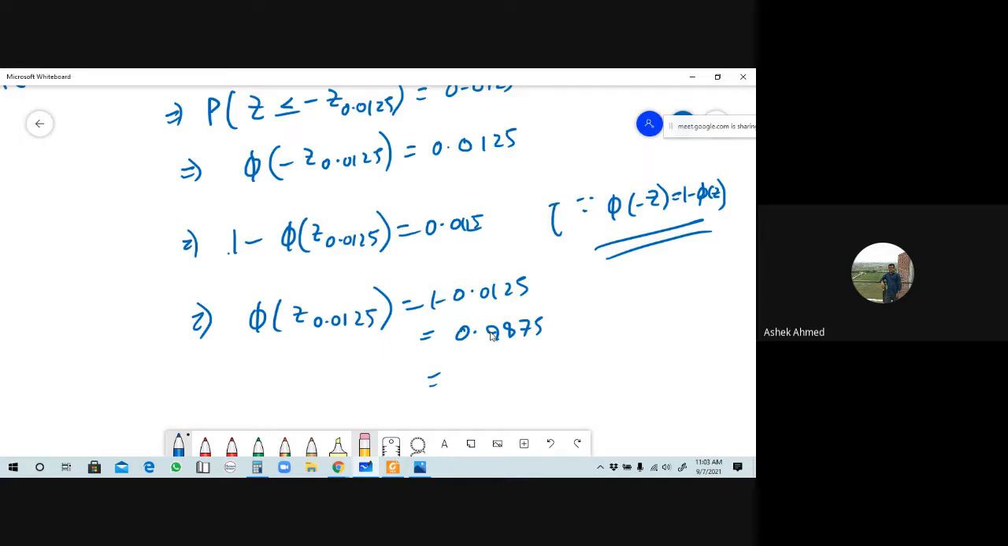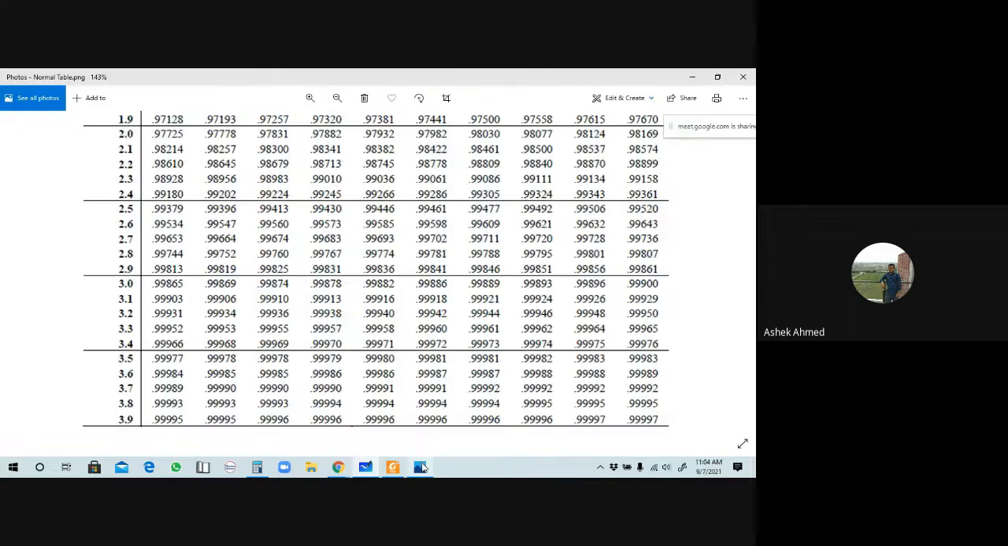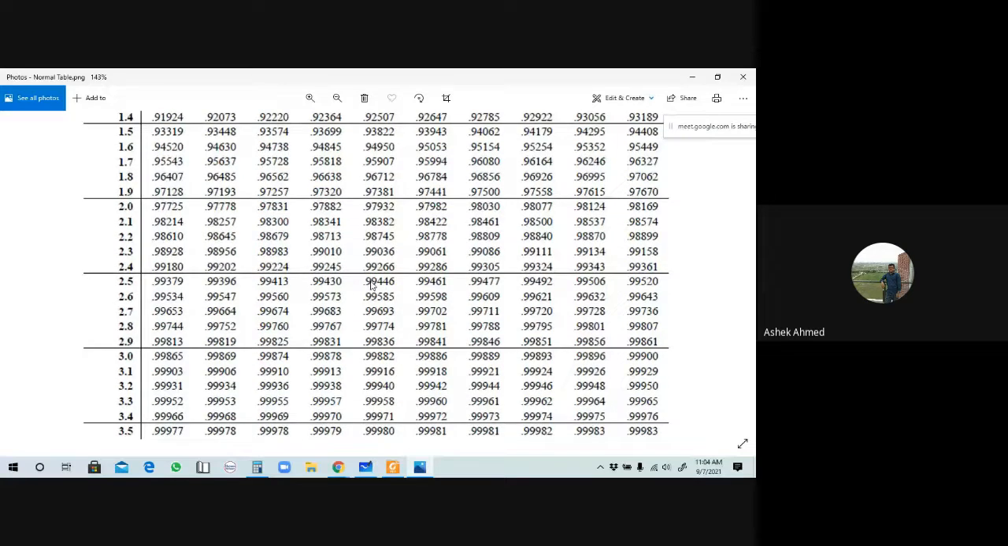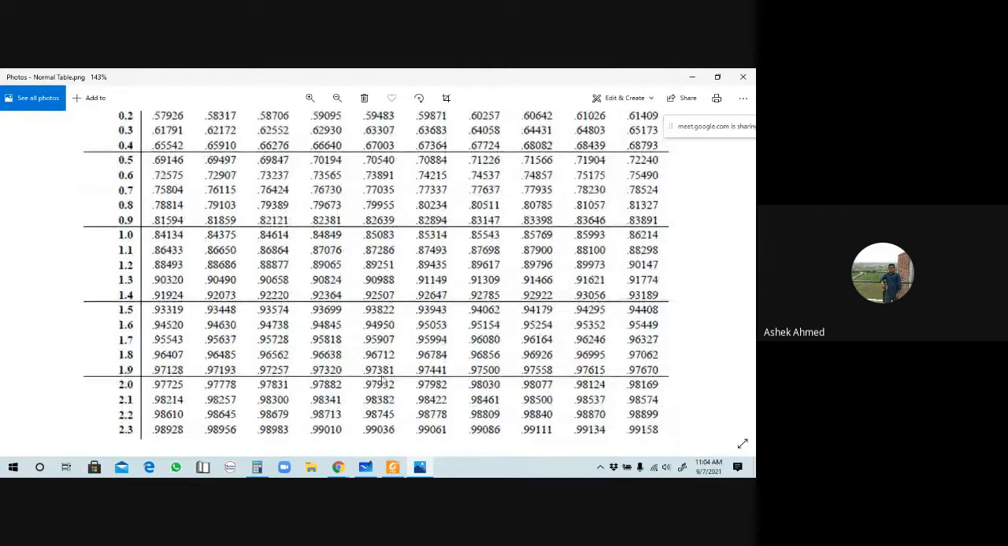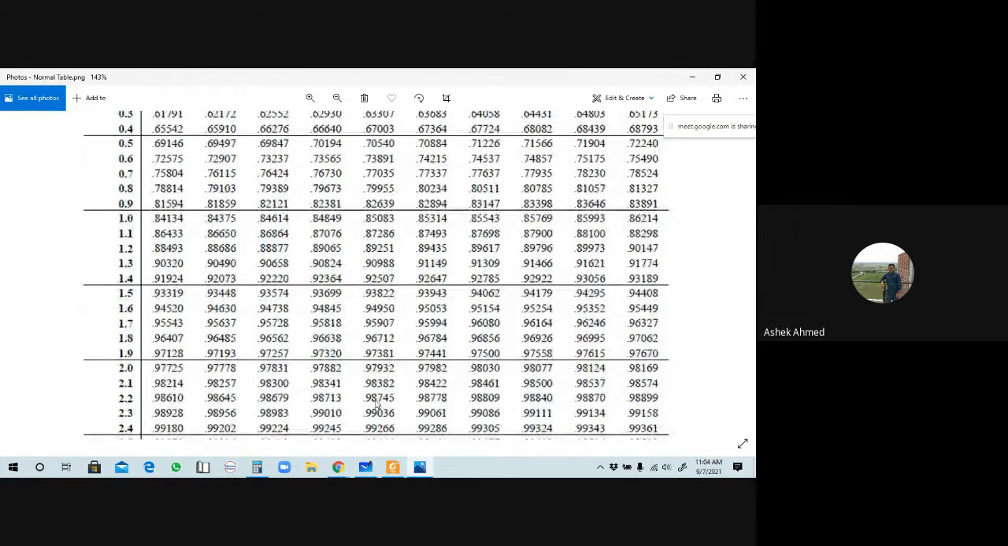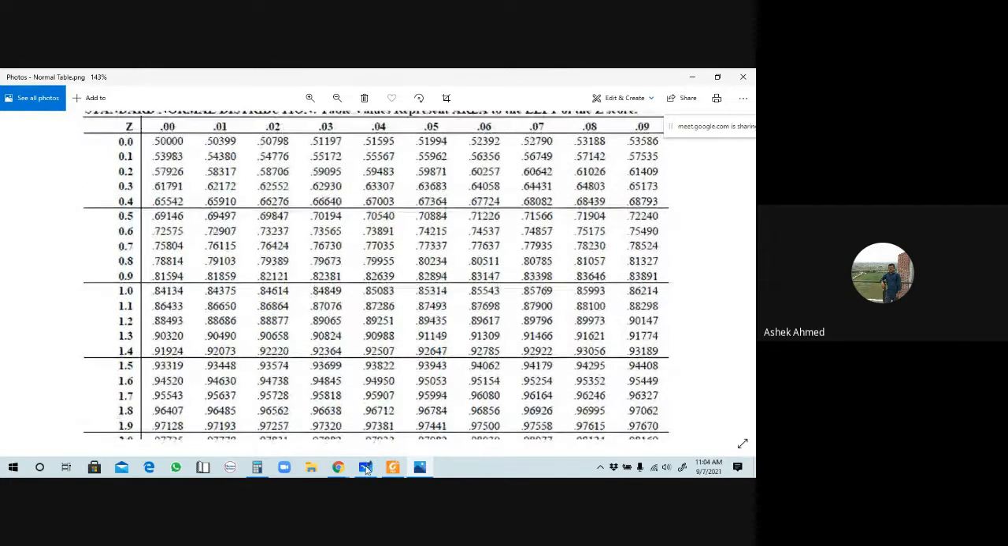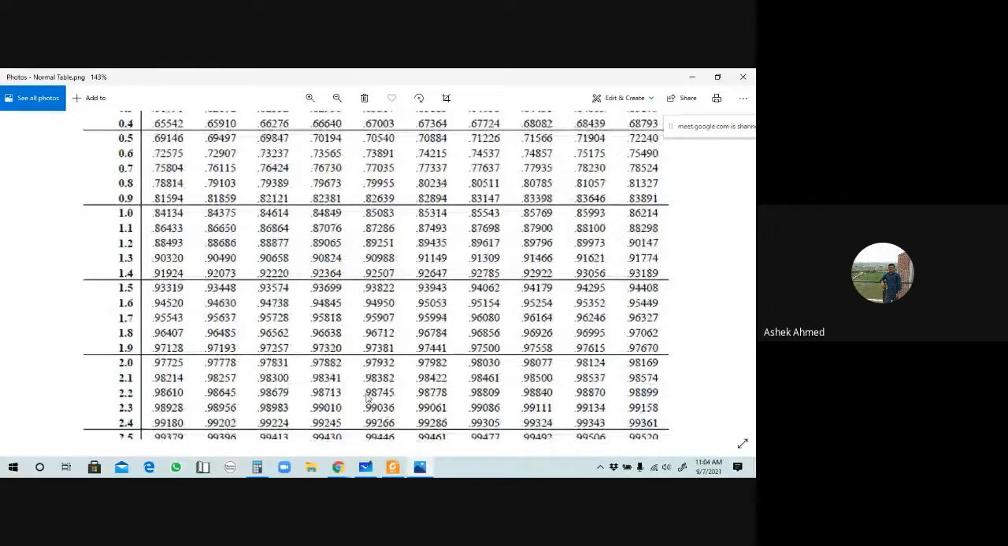From the normal table, now tell me the values of z for 0.9875. That will be 0.9875. Now if you take this as the 4 digit, so what will that be? 0.9875. So what will the corresponding value of z for this point be? Tell me, what is the corresponding z value for 0.9875? Can you say?